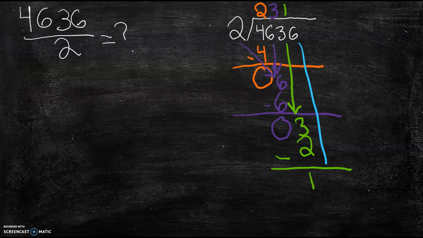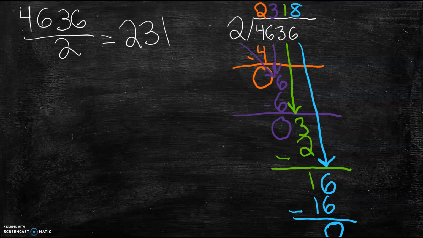We're going to go ahead and bring the 6 down, all the way down. That's a long way. And look, now we have the number 16. Woo! So how many times does the number 2 go into the number 16? That's right, 8 times. So we write the number 8 after the 1. 2 times 8, 16. And when we subtract, look, we have none left over, so we know that we did it right. So we know the answer is 2,318.